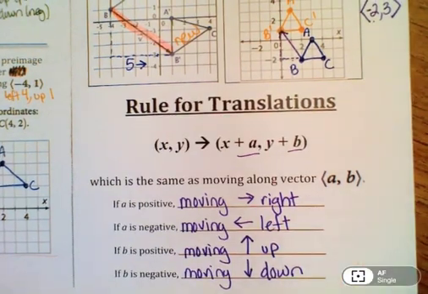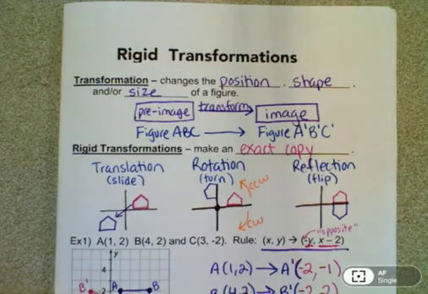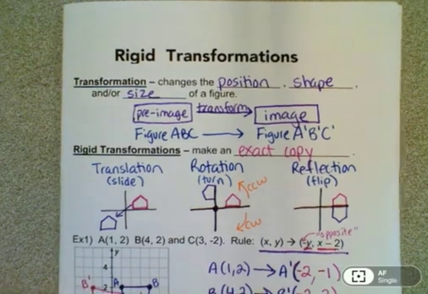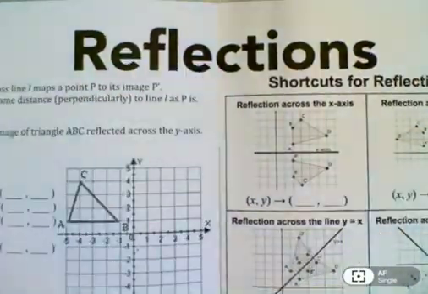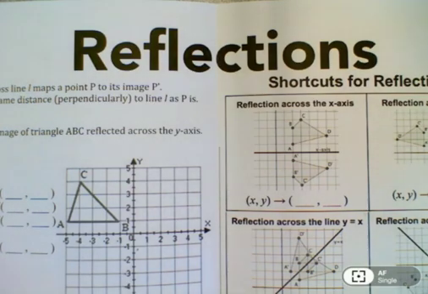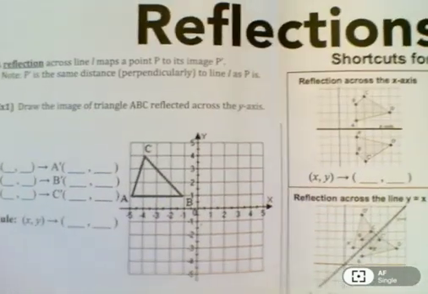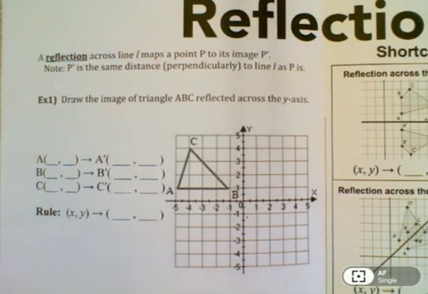They're pretty simple. So if you guys will turn in your rigid transformation books now to the middle, it should look like this. It's the reflections page. So we're going to talk now about reflections. The definition of reflection is here for you.